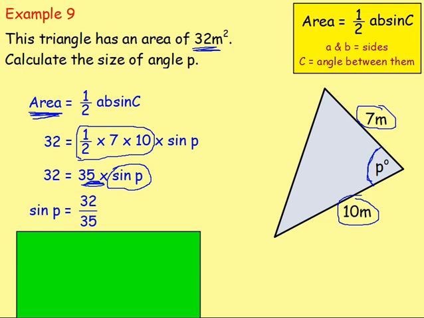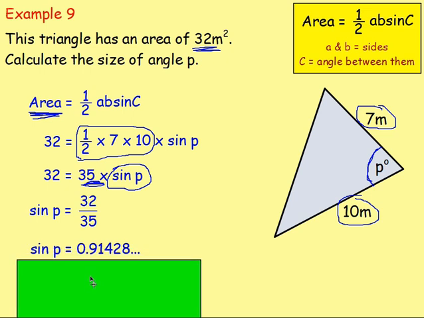Woo! This has given us then the value of sine P. So we know sine P is 32 over 35. Could you work that out on the calculator? You could always work that out on the calculator. Yes, if you do 32 divided by 35, you end up with 0.91428 and so on. Do not round that answer because you want it to be fairly accurate, because it's not our final answer. Because we're not asked for the value of sine P, we're asked for P itself.